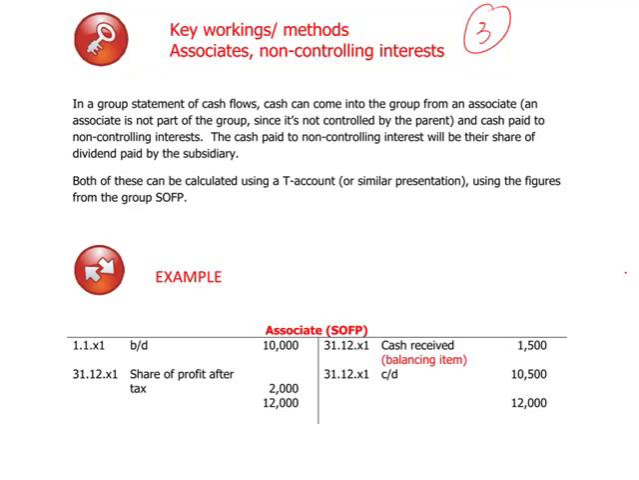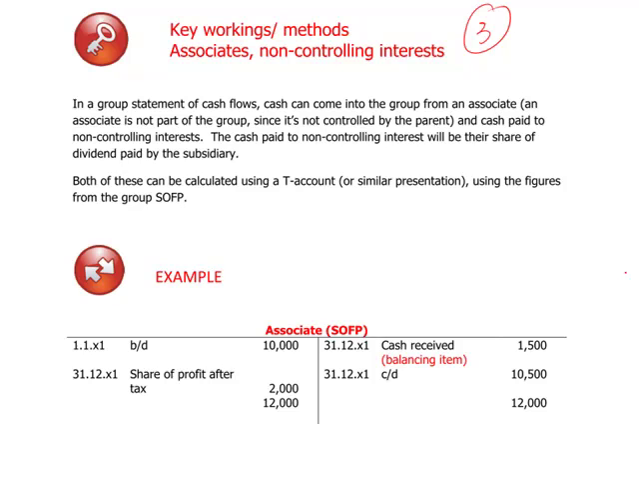The third one relates to associates and non-controlling interest, respectively, when you are receiving cash from an associate, and how do you find that out? And also, when it comes to non-controlling interest, it could be in relation to cash paid towards the non-controlling interest, which pretty much would mean paying dividends, the share of dividends the non-controlling shareholders are entitled to, and is paid by the subsidiary.